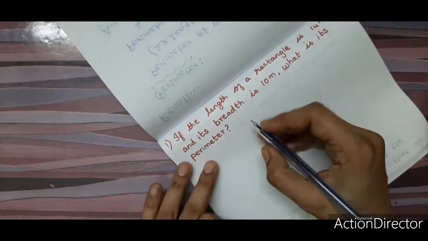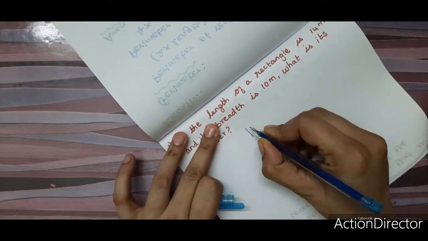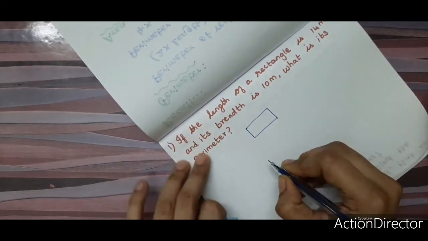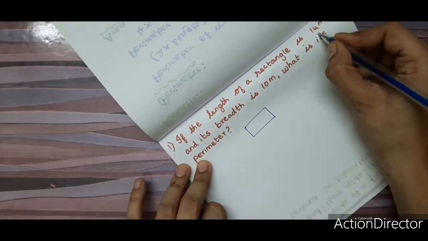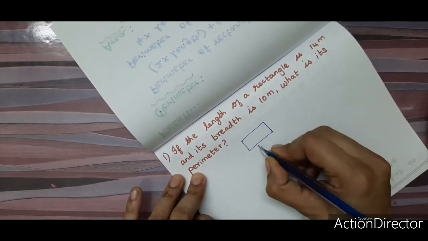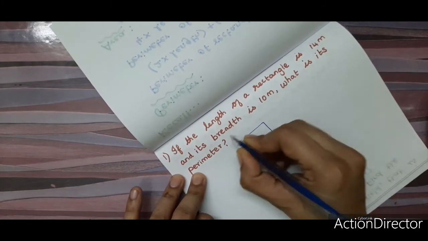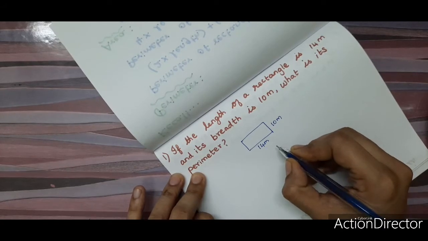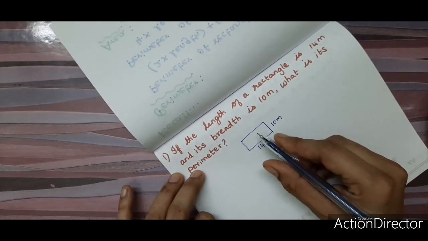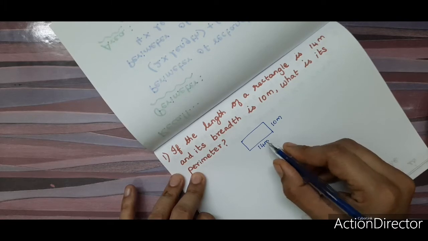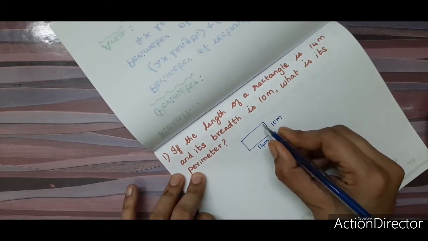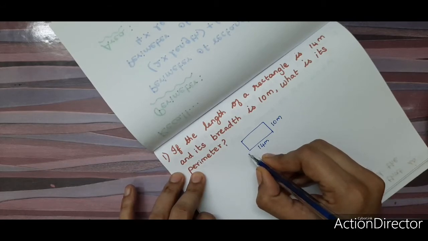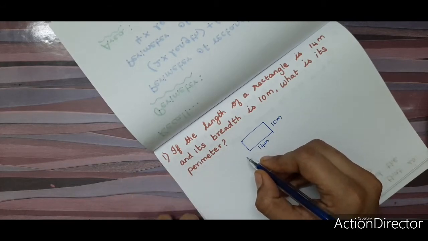Using the formula. First, this is a rectangle and the length is 14 meter and the breadth is 10 meter. You know that for a rectangle opposite sides are equal. So if this side is 14 meter, this side also will be 14 meter. If this side is 10 meter, this side is also 10 meter.